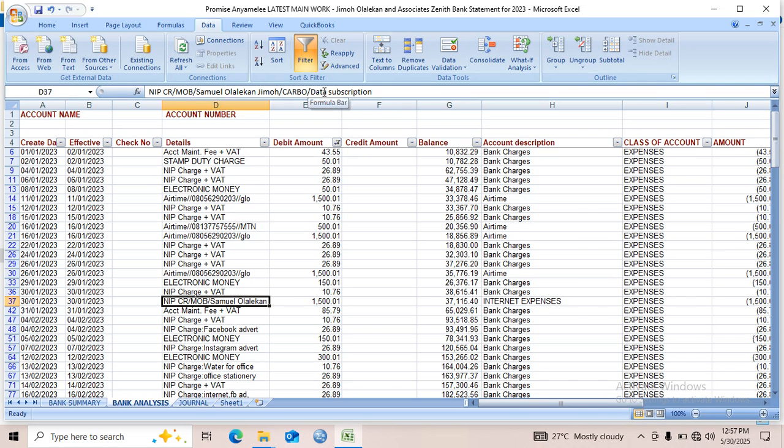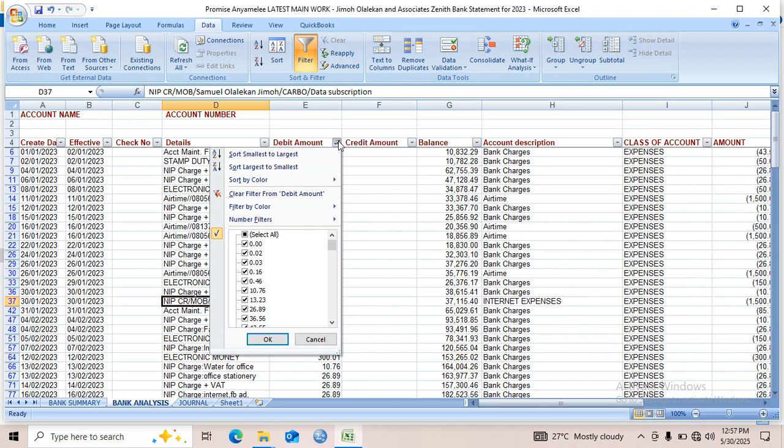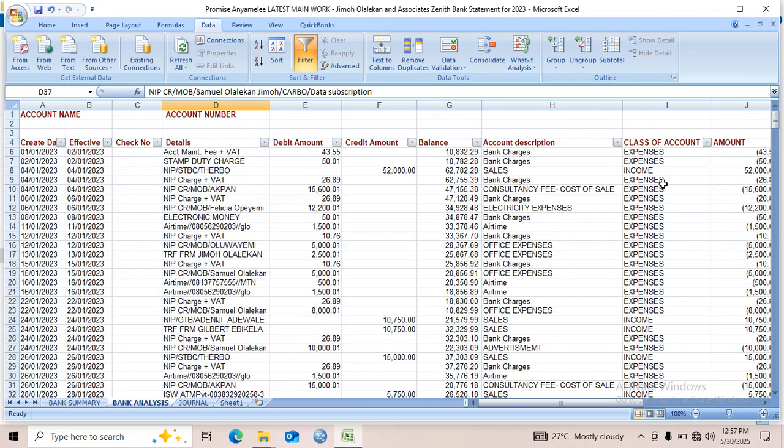We saw data subscription. So data subscription, what is data subscription? That is an internet expense. So we write it here under the account description as an internet expense. So it's not a bank charge. That is it about using your intuition, using your brain. So let's unfilter everything. You can come here to unfilter everything. Clear filter from debit. I'll just clear it. That is how we do it.